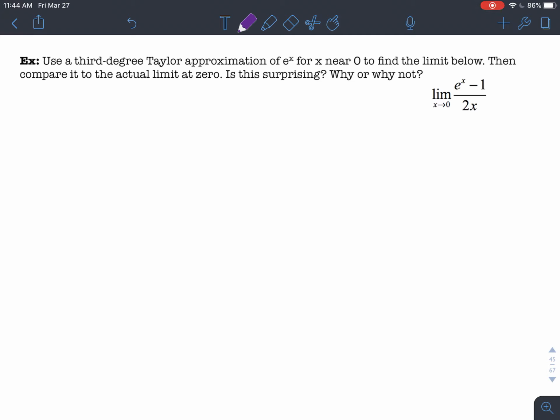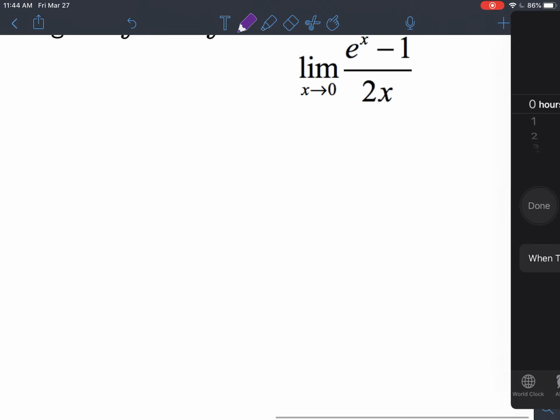Okay, we're going to do one more example problem in here before we close out this video. So we're going to use a third degree Taylor approximation for the function e to the x, so getting a new function here near x equaling 0, to find the limit below.